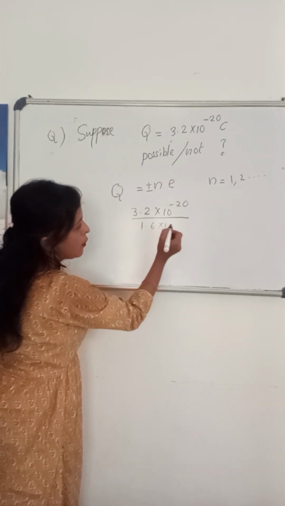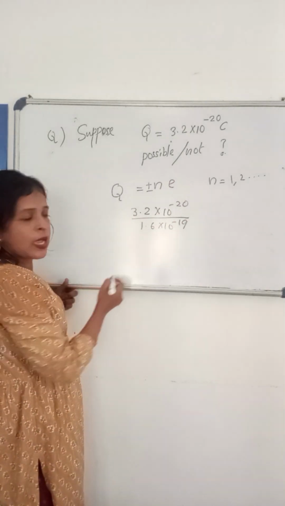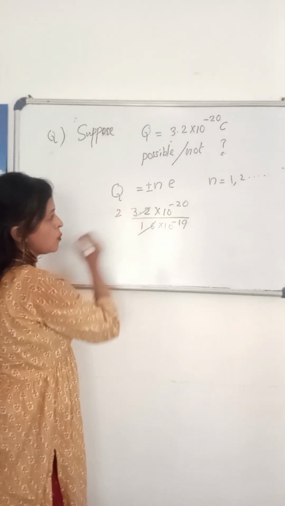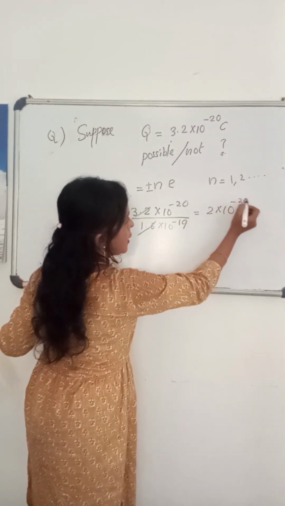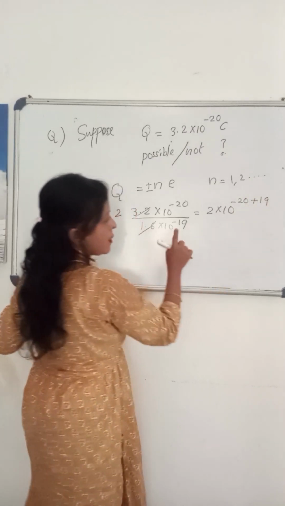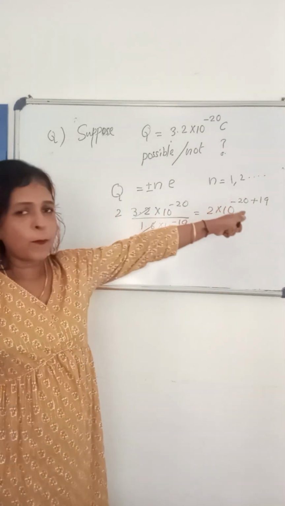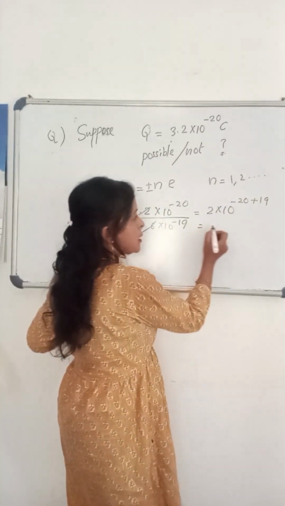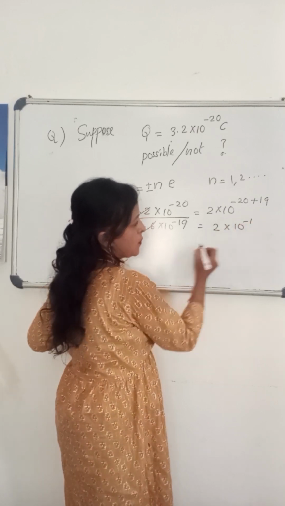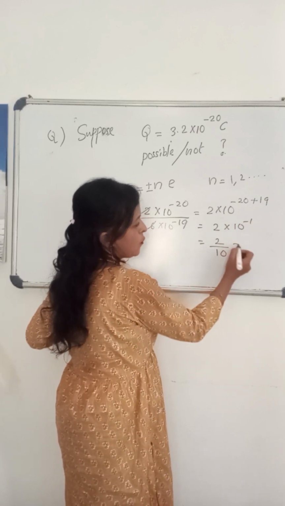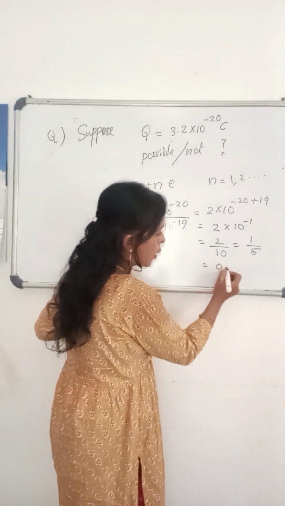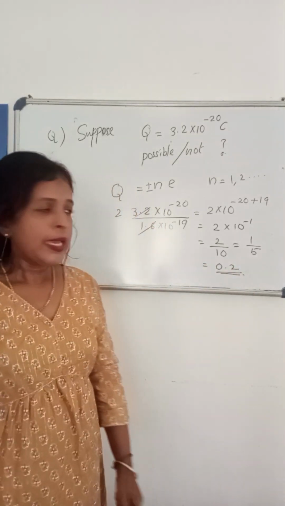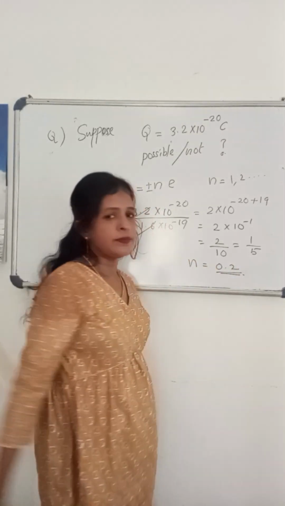Divide by 1.6 into 10 to the power of minus 19. This one is 2, and this is 2 into 10 to the power of minus 20 plus 19. The minus becomes positive, so it is 2 into 10 to the power of minus 1. That means 2 by 10, which is equal to 1 by 5, which is equal to 0.2. A fraction. N is a fraction.